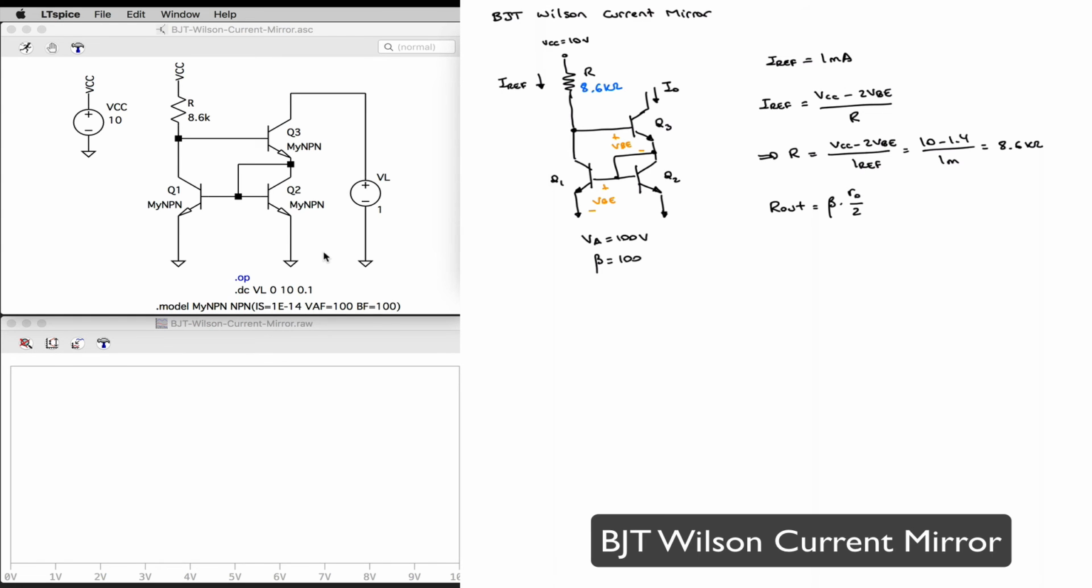And so I'm expecting it to be, my little ro is going to be the Early voltage divided by the quiescent collector current, so 100 volts divided by 1 milliamp, around 100 kilohms, divided by 2 is going to be around 50 kilohms. This is going to be around 100 times 50K, or on the order of 5 megohms. So let's go ahead and run our simulation and see what we get.